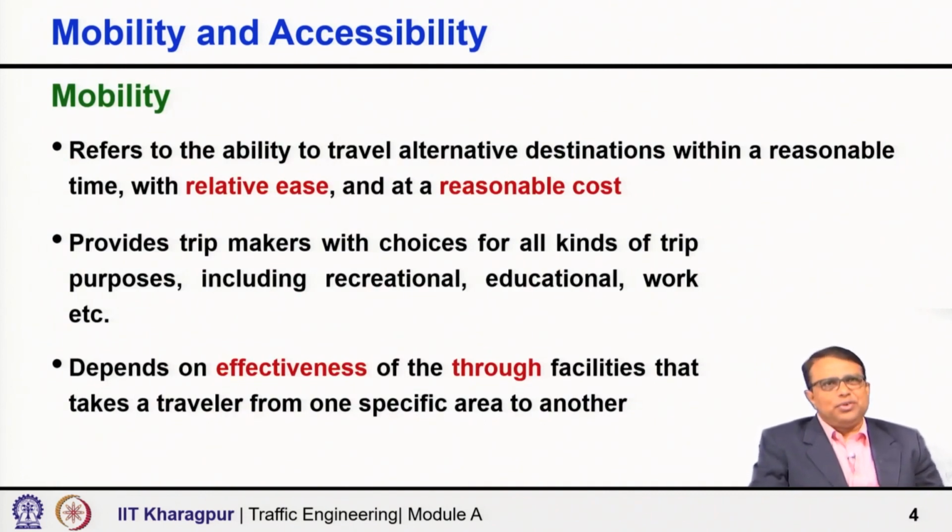So, what is mobility? It refers to the ability to travel to alternative destinations within a reasonable time, with relative ease and at a reasonable cost. That means how quickly we can travel from one point to another, of course with a reasonable cost and with relative ease. In this sense, mobility more refers to how quickly we can travel from one point to another. So, it generally relates to speed when we are talking about accessibility and mobility functions of road systems or transportation systems.